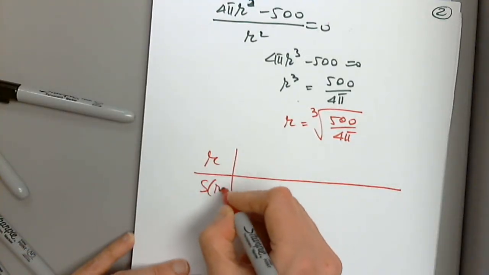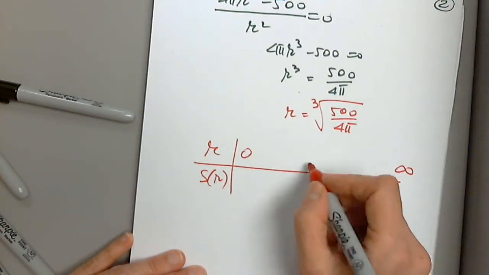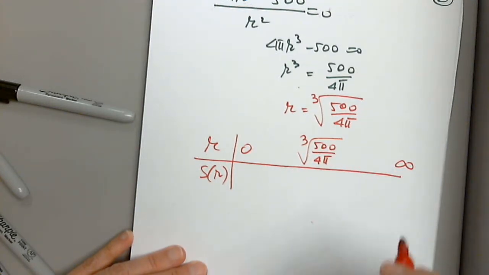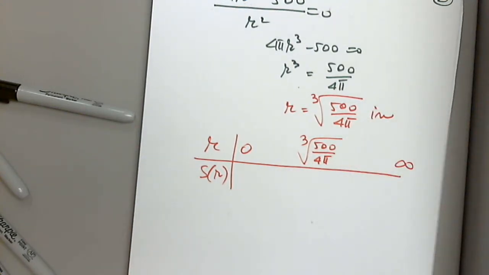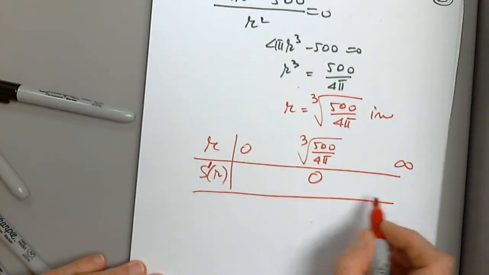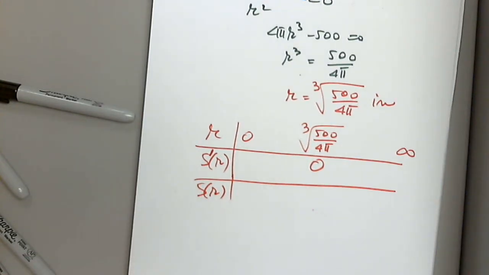I have s of r. And I have 0 to infinity if you want. And this is the cube root of 500 divided by 4 pi. And this is, of course, in inches. And this is s prime, which is 0. And this is s of r. In case we're asked, I don't even remember if we are, it says what dimensions minimize the surface area. They're not asking us to find the minimum surface area. But I claim that this gives a minimum.